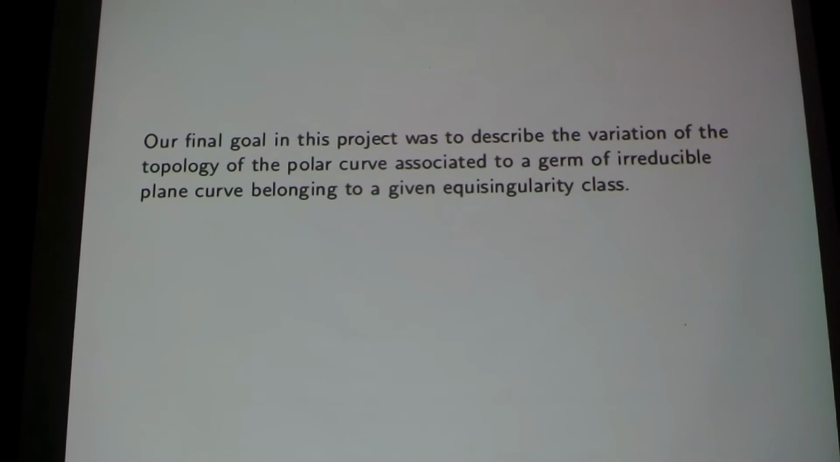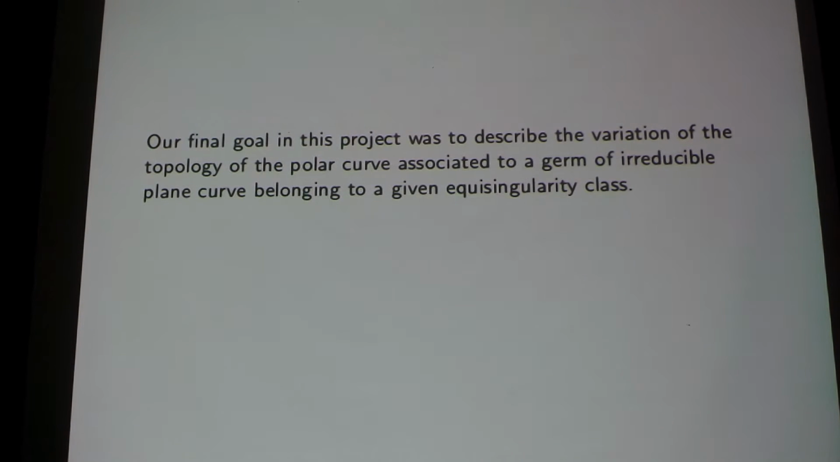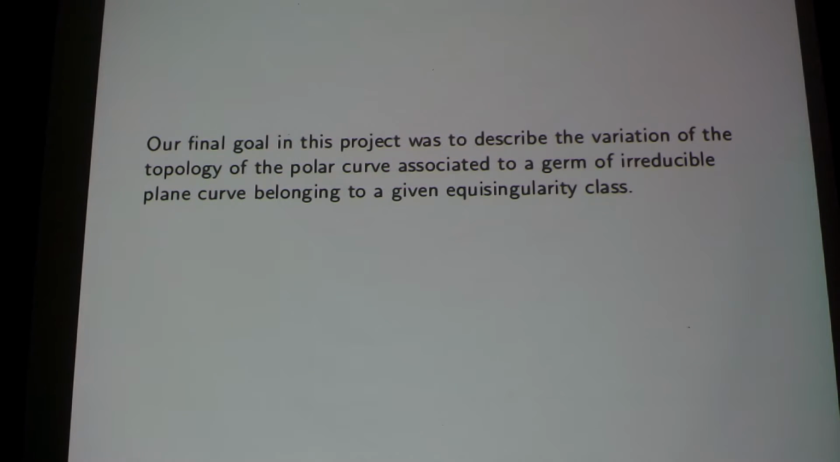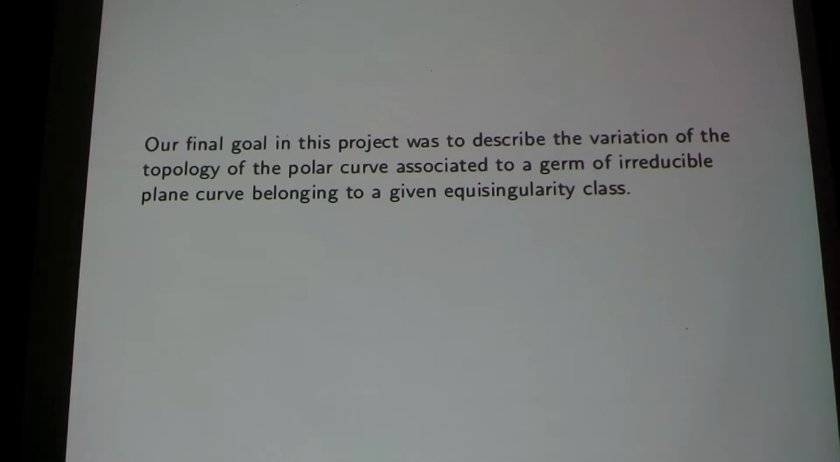So our final goal in this project was to describe the variation of the topology of the polar curve associated to a germ of a reducible plane curve belonging to a given singularity class. I wish to bring you some global, general results, but unfortunately I can only talk about the strategy to solve some local problems.